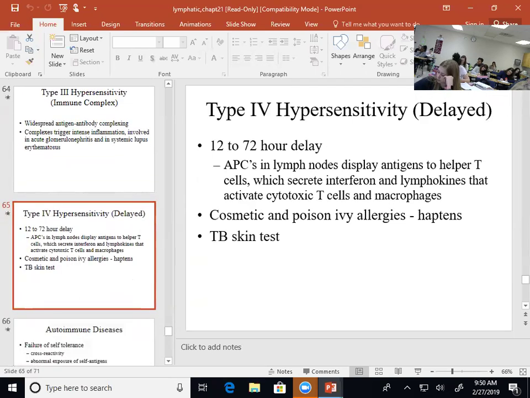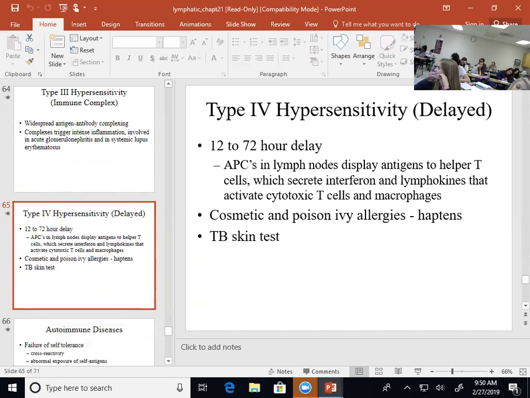Type 4 are these delayed hypersensitivities. How many of you might have poison ivy, poison oak, poison sumac? How many of you might have allergies to that? Is that too personal? So not too many of you. You need to get out in the woods because it would be more than the 2 of you. Numbers would tell me that.